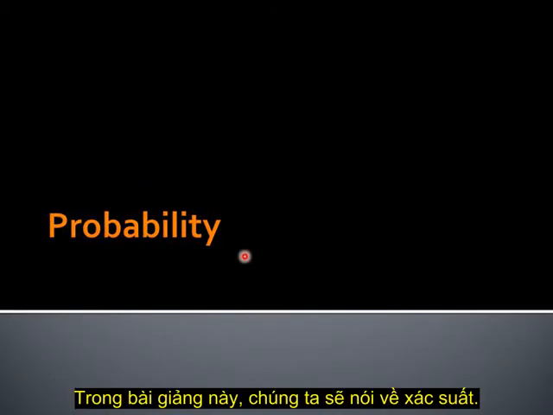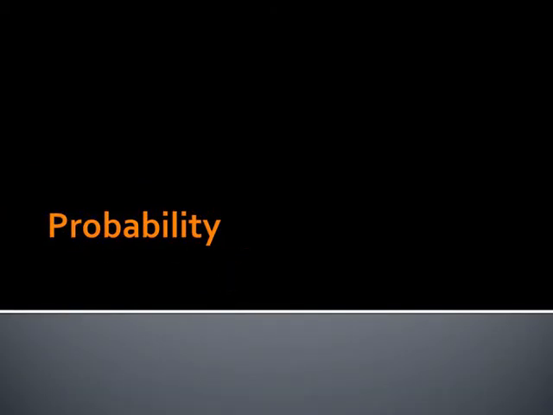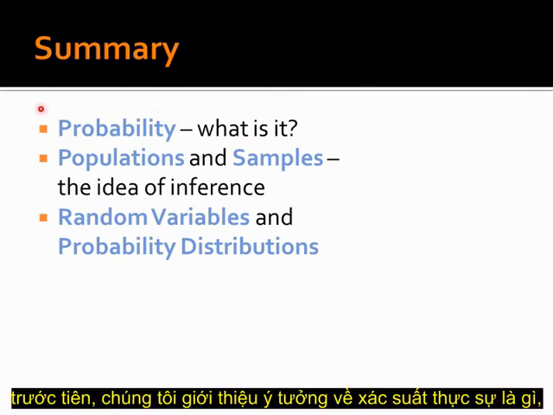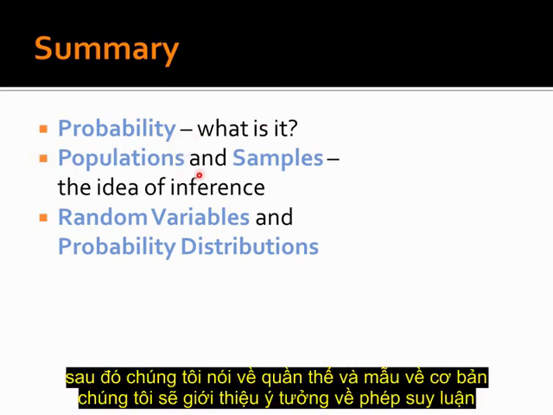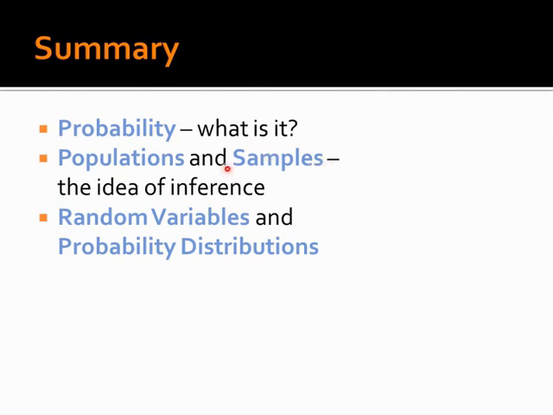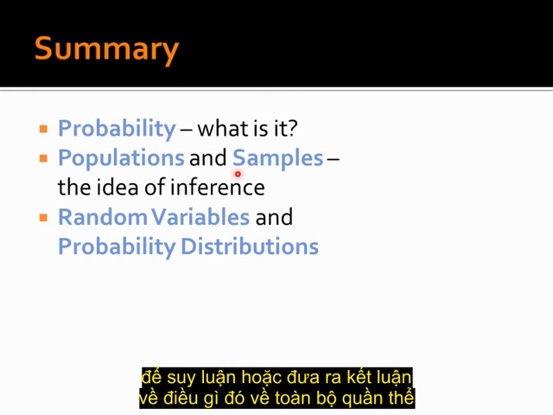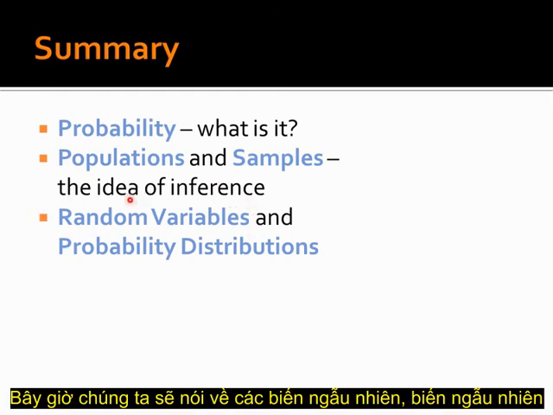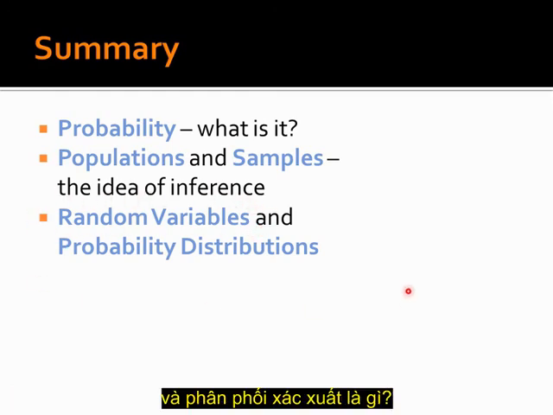In this lecture, we're going to be talking about probability. These are the things we're going to cover. First, we introduce the idea of probability. What actually is it? Then we talk about populations and samples. Basically, we're going to introduce the idea of inference. Inference meaning how do we use the conclusions we get from our samples to infer or to make a conclusion about something about the overall population. Then we will talk about random variables, what is this randomness in the first place, and probability distributions.